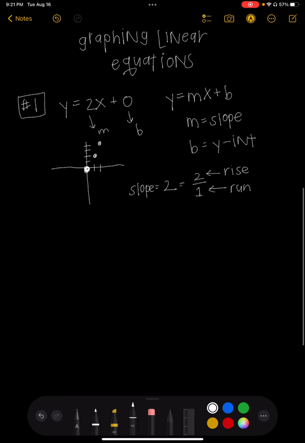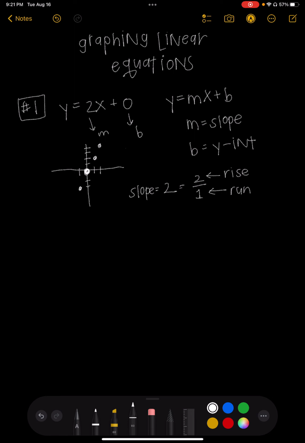And I could continue to plot up and up and up, or I could even go backwards. Instead of going up 2 and over 1, I could go back 2 or down 2 and backwards 1. And you can plot as many points as you want, or as many points as the graph allows you, but then all you have to do is connect the dots. And this is my line. That's how I graph it. Ta-da! Okay, so let's go through another example.